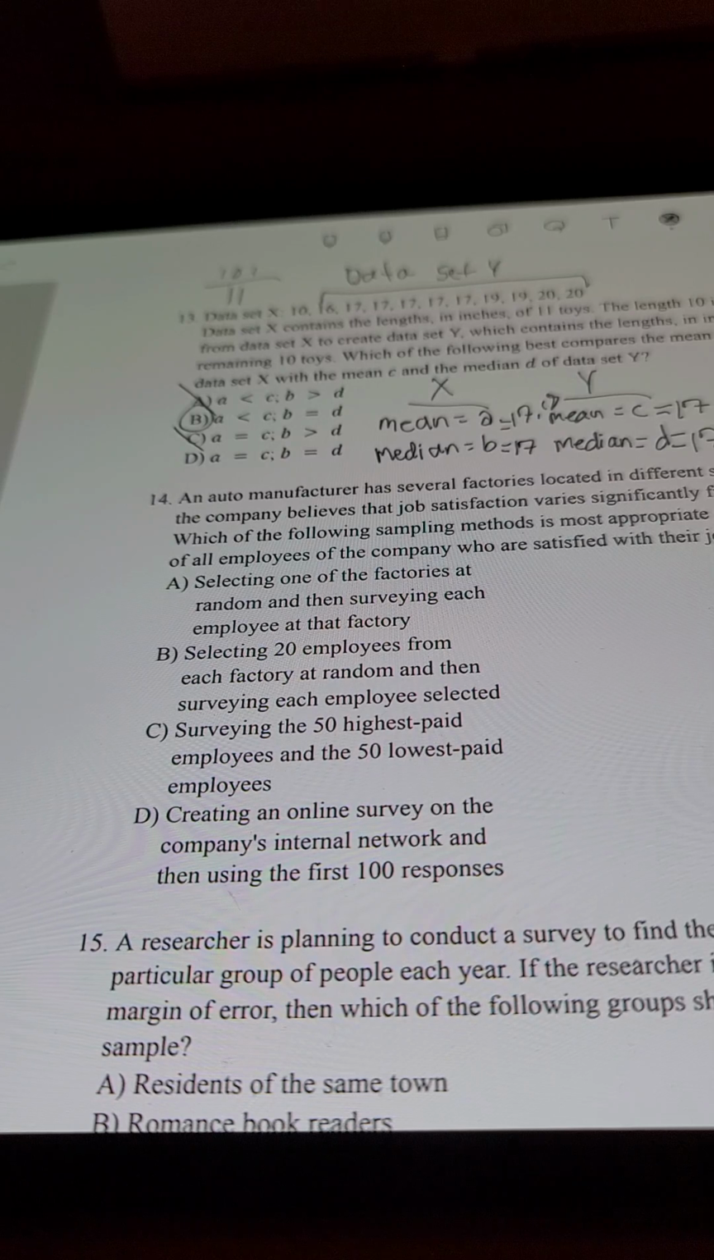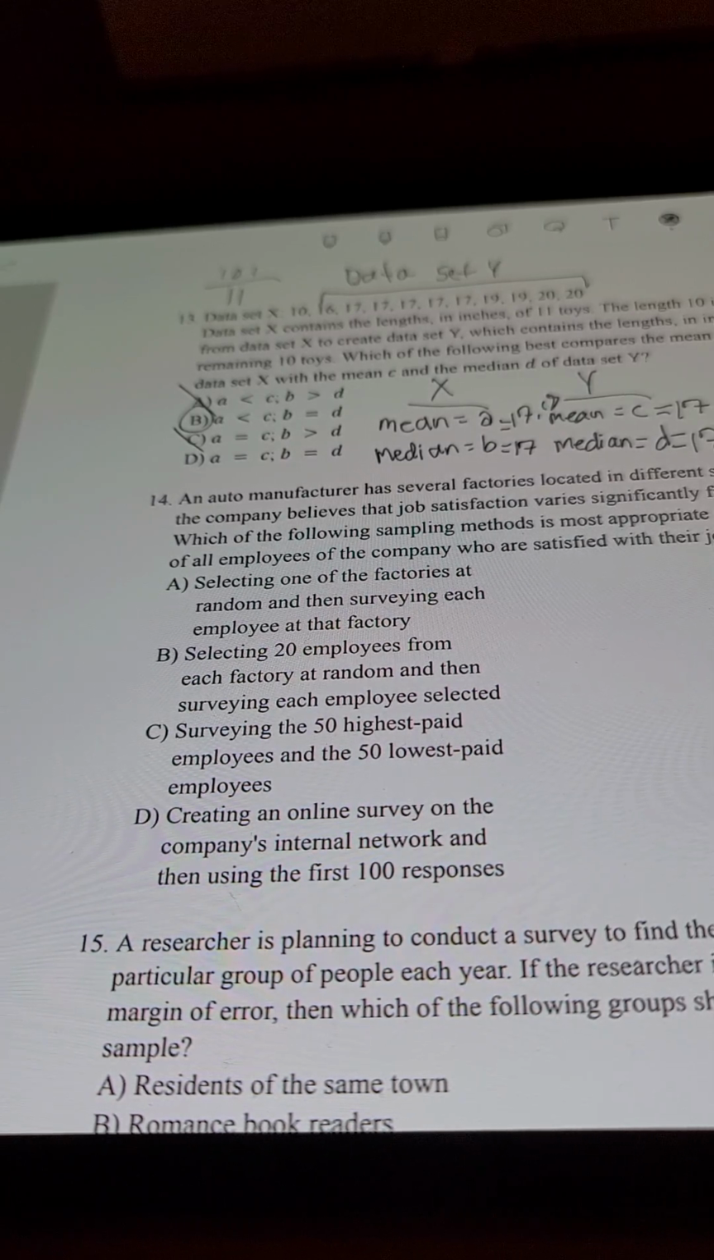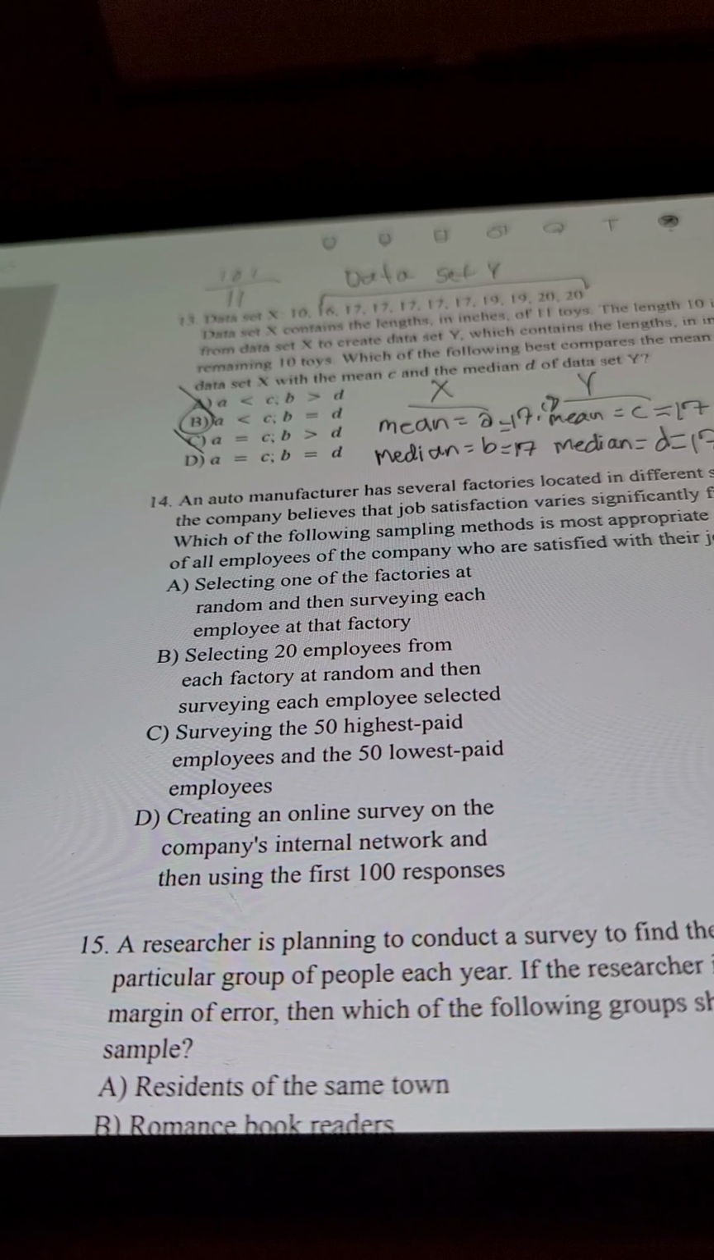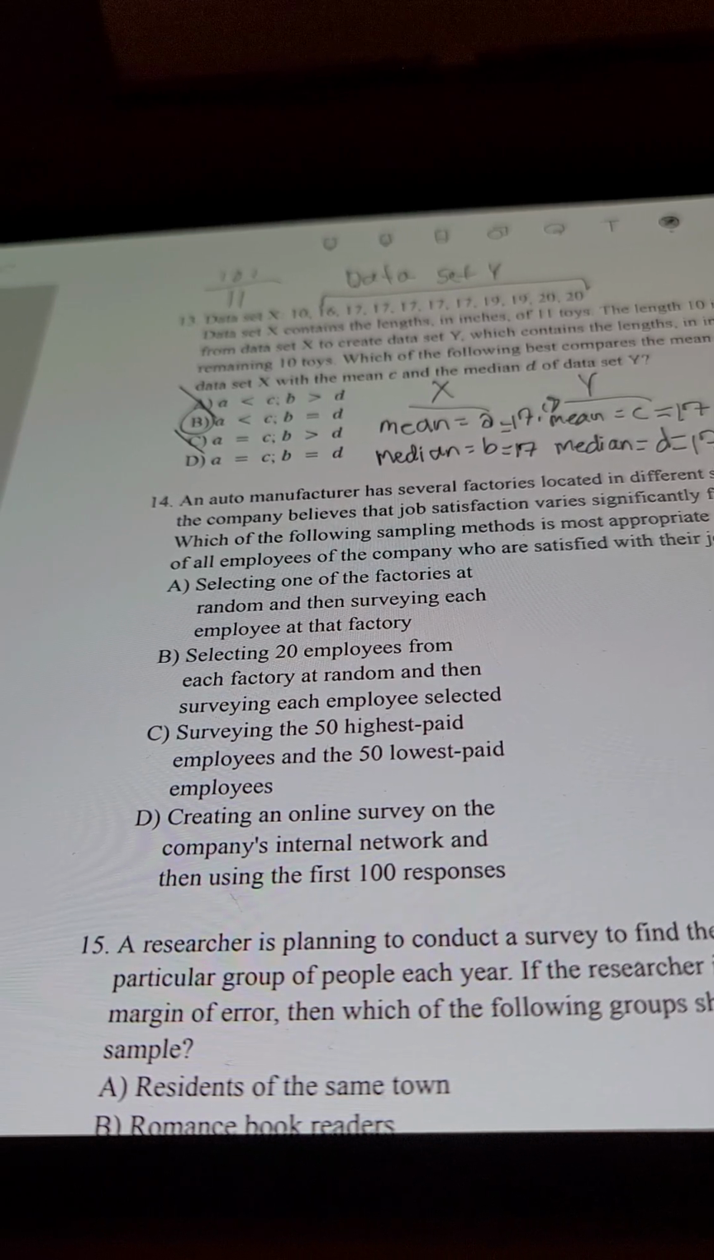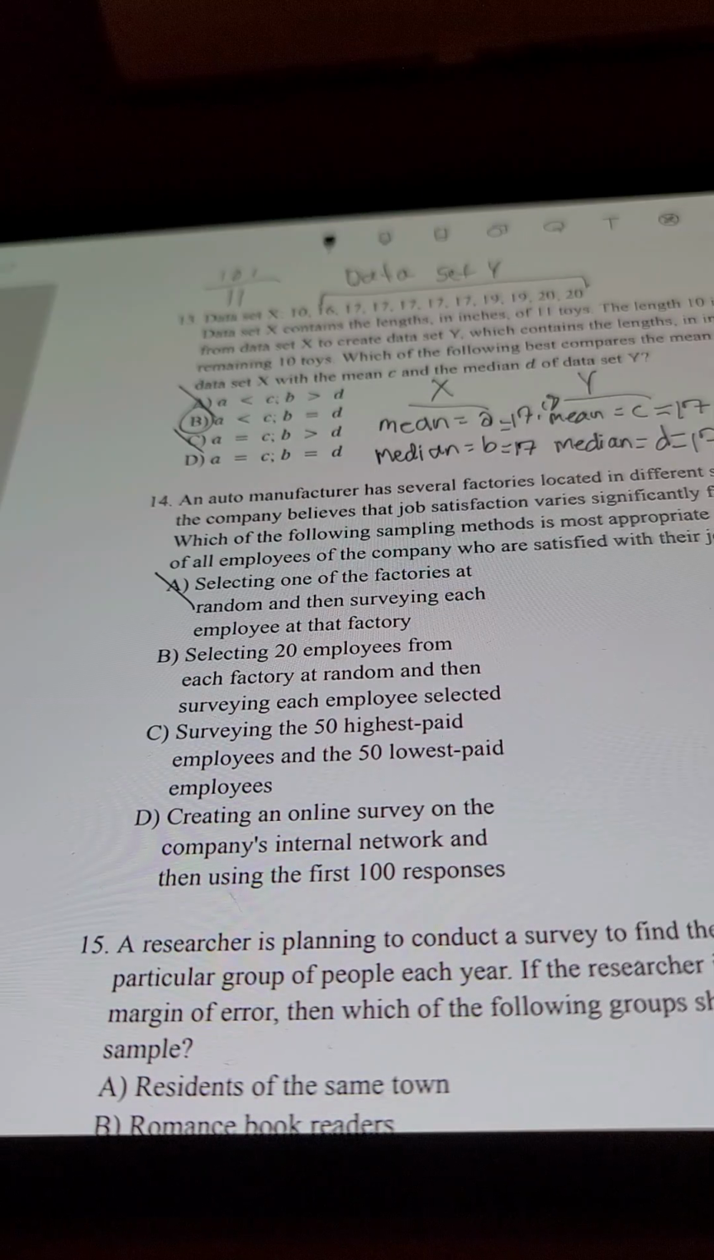Now, B is much better because it's saying we're going to do random selection of 20 employees from each of the factories instead of just picking one factory. So that would give you a better sense of overall how the employees are feeling about their jobs at the company. So we can definitely cross out A now. And now let's try C.